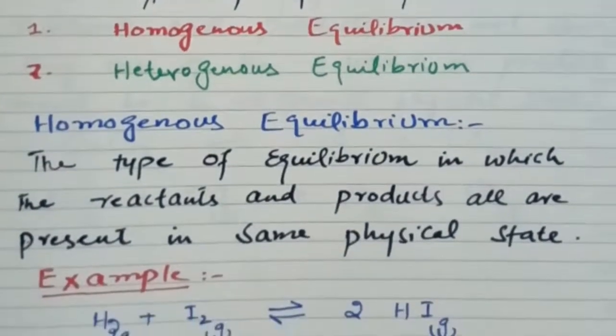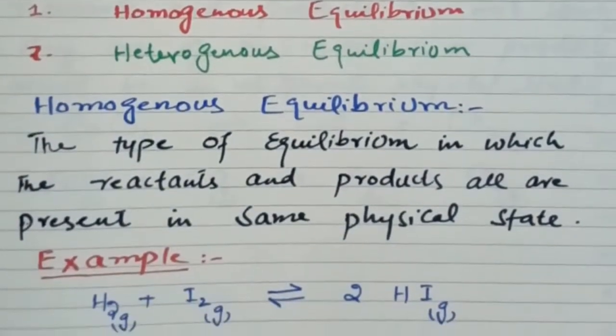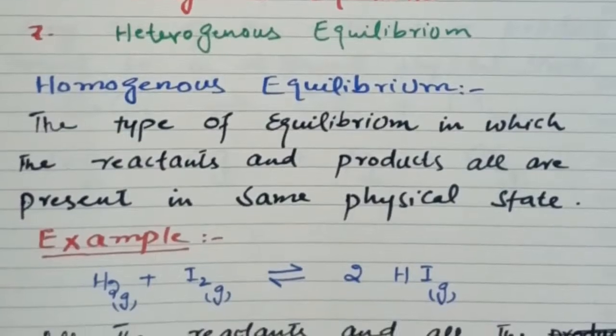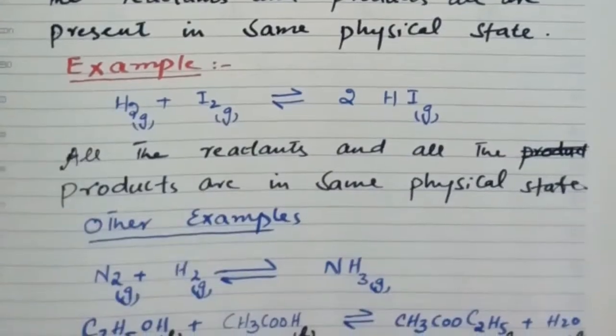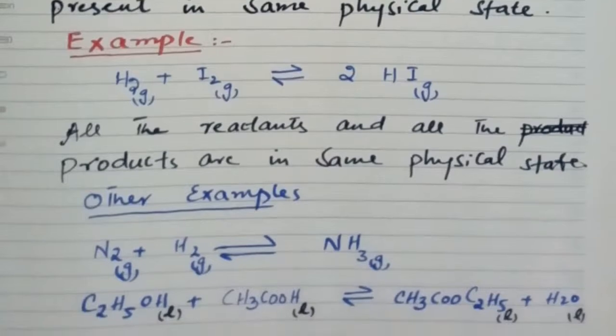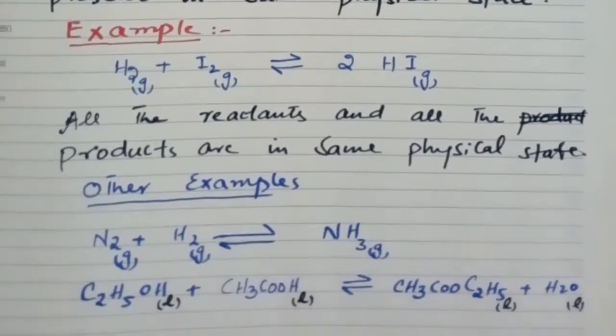the hydrogen and iodine when reacts together to form hydrogen iodide. In this case, hydrogen is in gaseous state, iodine is also in gaseous state, and hydrogen iodide, which is formed by the reaction of these two, is also in gaseous state. Now all the reactants and the products are present in gaseous phase. So such type of reaction in which the products and the reactants both are present in the same physical state will be called homogeneous equilibrium.